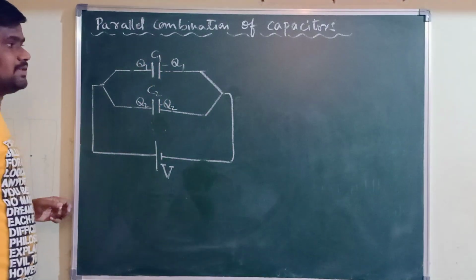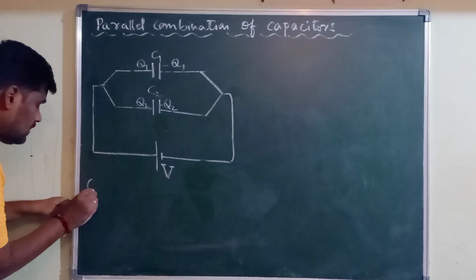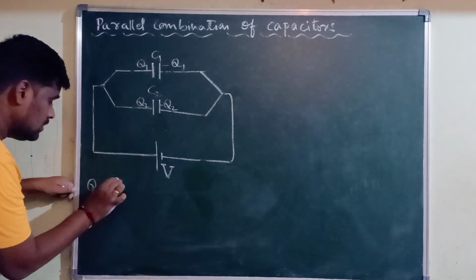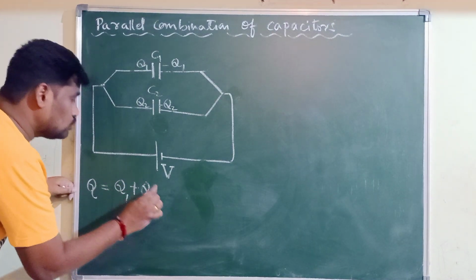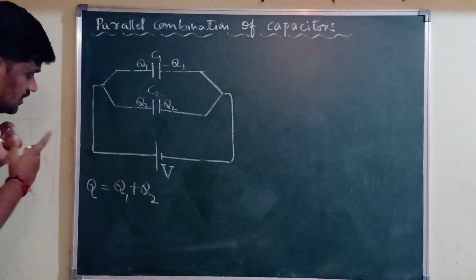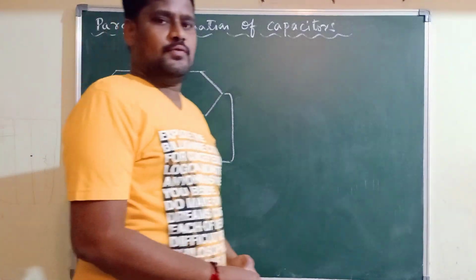In such a way that the total charge of the combination is equal to the sum of the charges stored by individual capacitors. This condition is going to be satisfied for parallel combination of what?